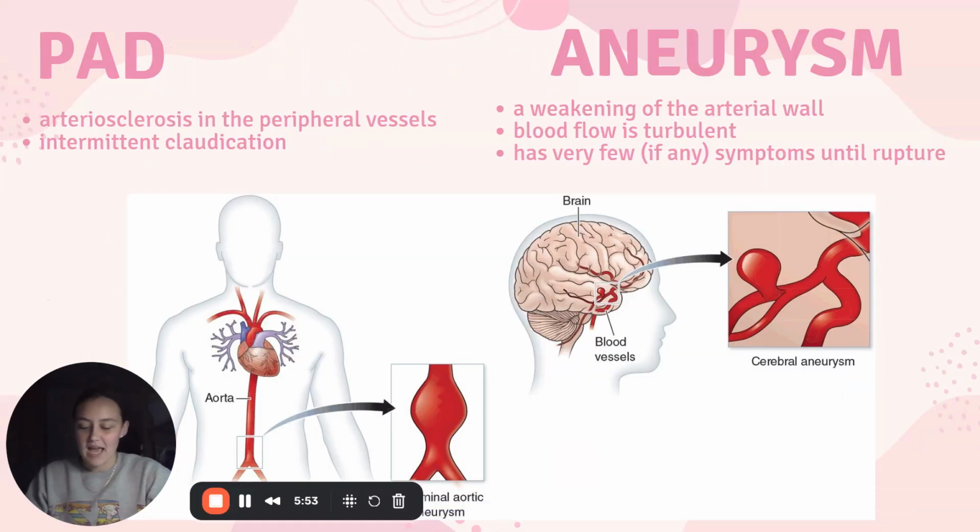And then PAD, peripheral arterial disease. So it's just arteriosclerosis in the peripheral vessel. Notice that it says arteriosclerosis and not atherosclerosis. So we're actually having hardening of the blood vessels. And this is seen a lot in people's lower legs and their calves and their feet. And a major risk factor is being diabetic.